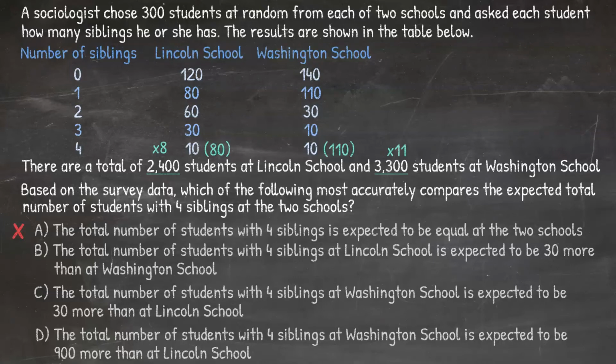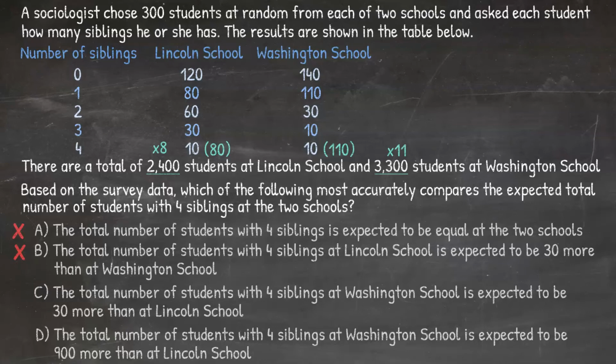Choice B, the total number of students with 4 siblings at Lincoln School is expected to be 30 more than at Washington School. We ran the numbers, and there are more students with 4 siblings at Washington School than at Lincoln School. So this is the wrong answer.